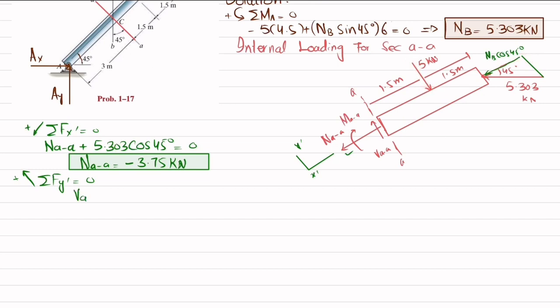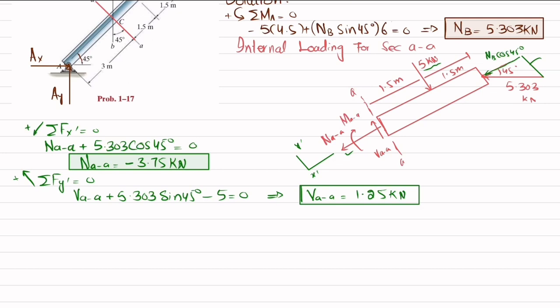So I will write VAA plus this vertical component, which is 5.303 into sine of 45 degree, minus this load, which is downward, is equal to 0. Again, when you calculate it you will get VAA dash is equal to 1.25 kilo Newton. Since this value is positive, it means that our assumed direction of VAA is correct.